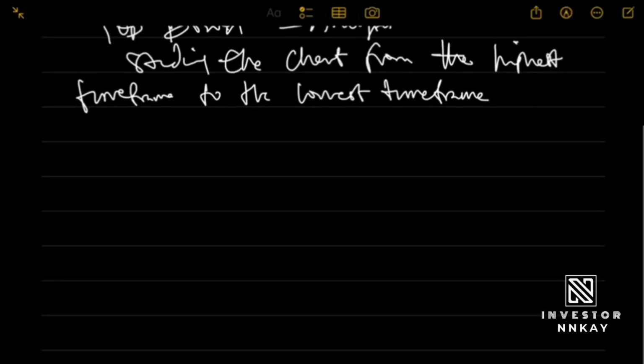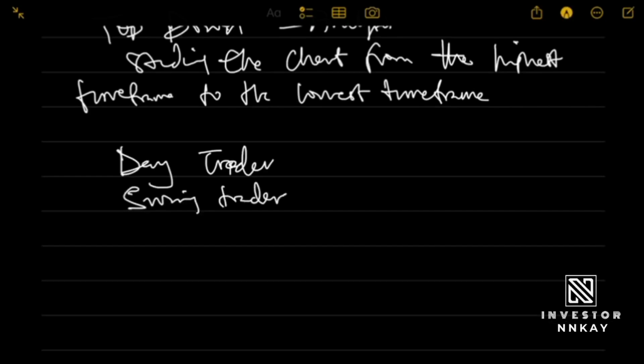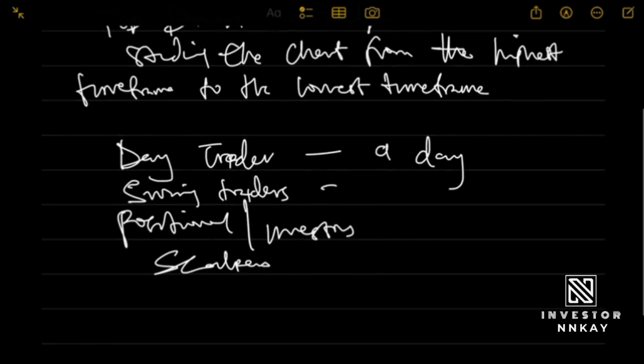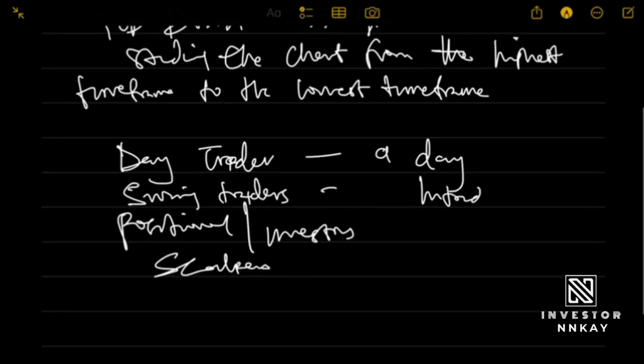All right, so if you're a day trader, now let me just use this to give you the 4 types of traders we have. We have day traders, we have swing traders, we have positional traders, or say investors, and then we have scalpers. All right, so day traders only hold trades for a day. There are intraday traders too, right? These ones can hold trade up to a week, 3 days, just between days.